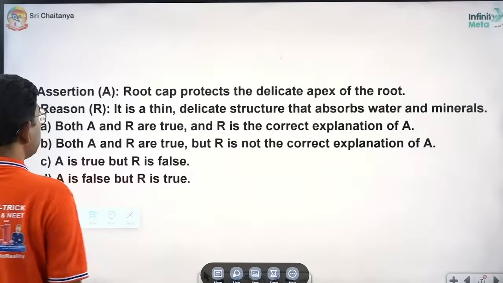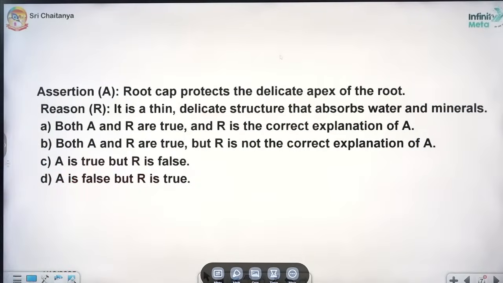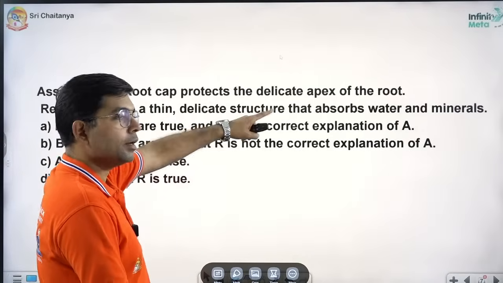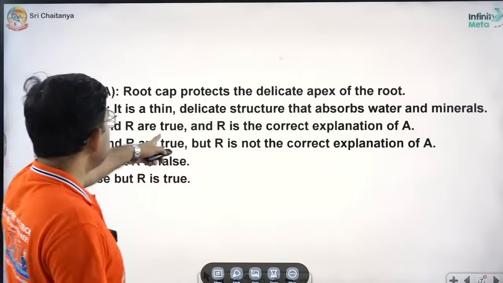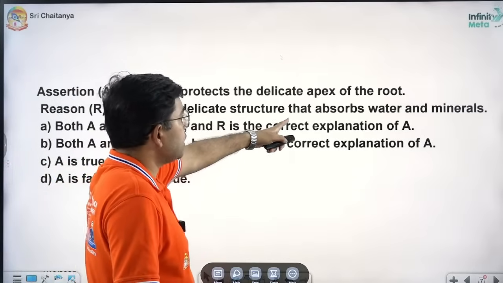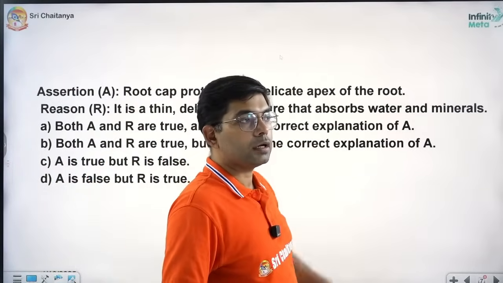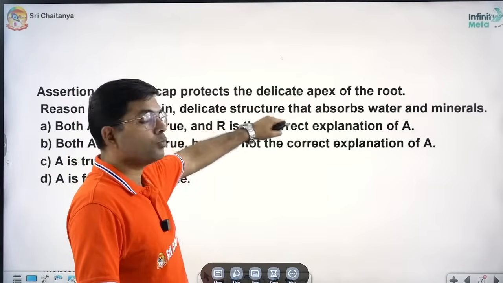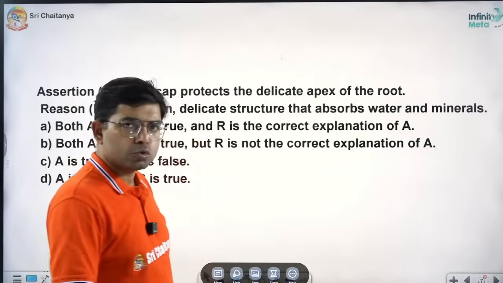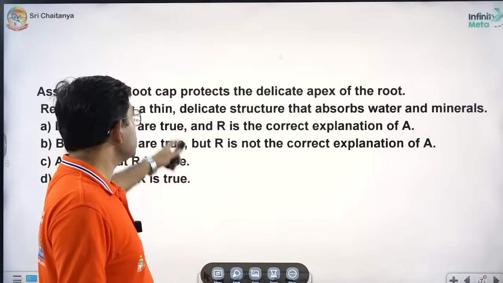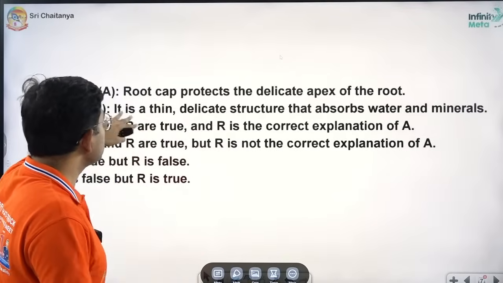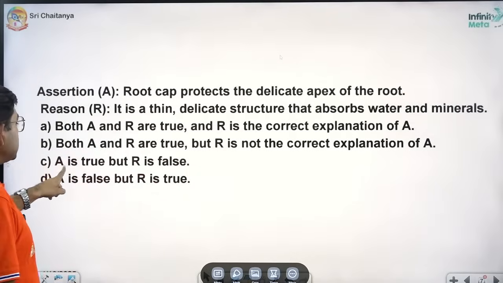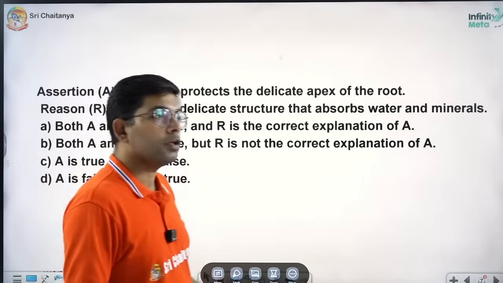Now let's move ahead. Assertion: root cap protects the delicate apex of the root. Correct. Reason: it is a thin, delicate structure that absorbs water and minerals. Is it the root cap which absorbs water and minerals, or is it the root hair? So the assertion is true, the reason is false. So we will go with C. Assertion is true, reason is false.